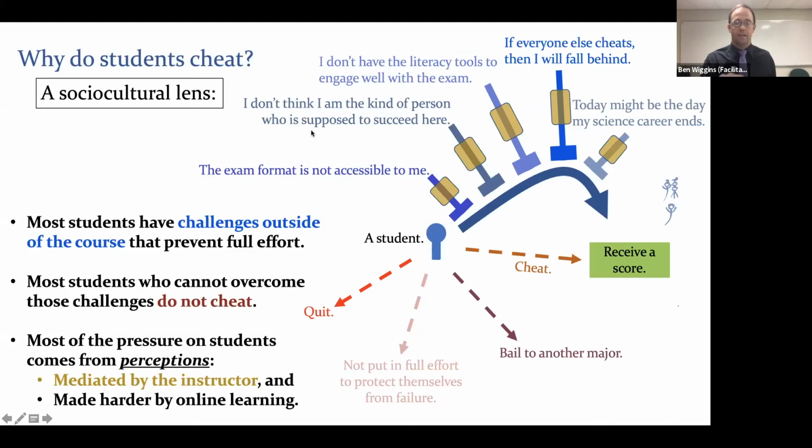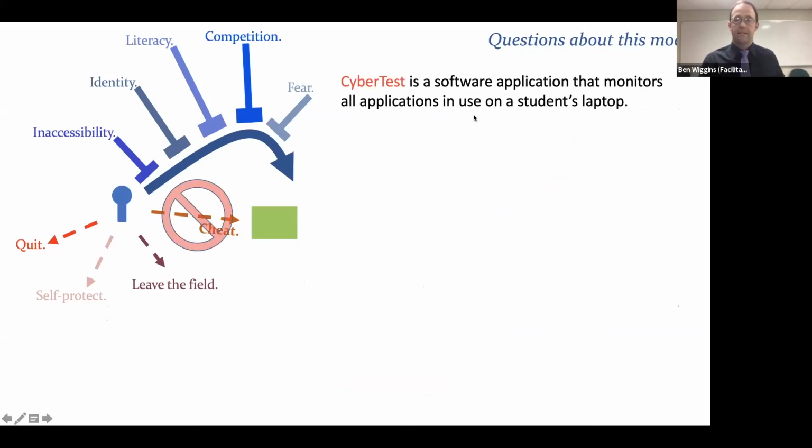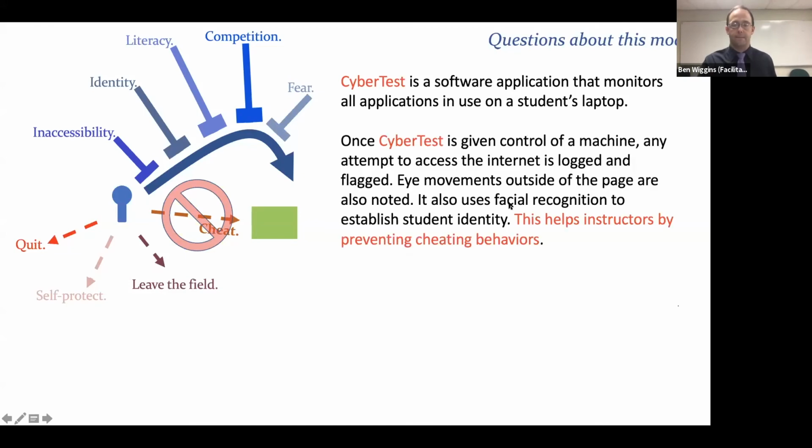Okay, so now I get to test you. So here's the model that we just looked at. And let's say a hypothetical software can monitor everything that a student's doing, and it takes over their laptop while they're taking an assessment. So once CyberTest has control of the machine, it logs their eye movements, it logs their face, it helps to prevent cheating in a number of different ways. So we've got a big cross through the cheating line because CyberTest is going to stop cheating for us.